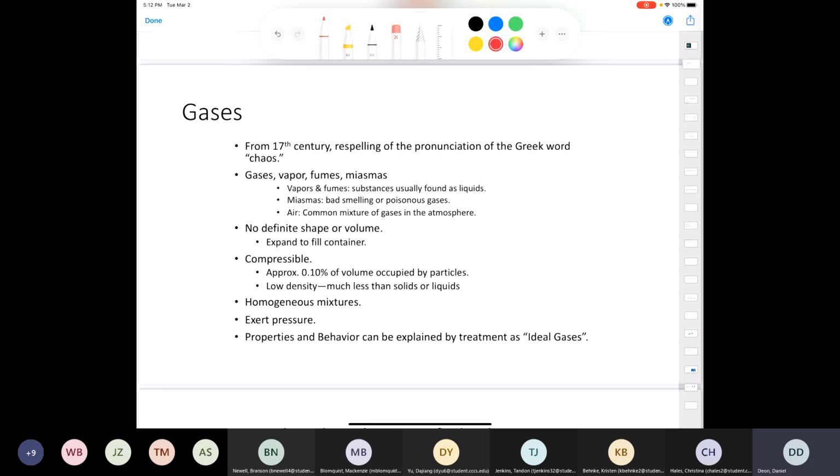And if you didn't catch what I said on the last slide, the air is made up of about 78% nitrogen, about 21% oxygen, and about 1%, we'll just call it other, things like methane and carbon dioxide. We talked about the shape and volume of a gas. We talked about compressibility. We talked about heterogeneous mixtures. You're probably all aware of the fact that gases can exert a pressure, right?